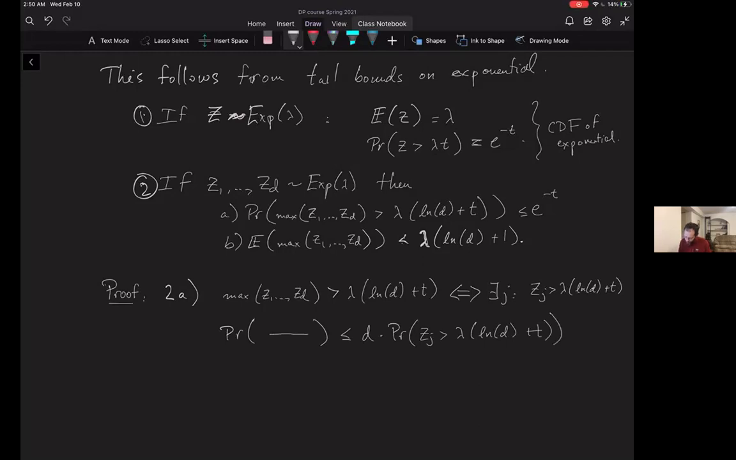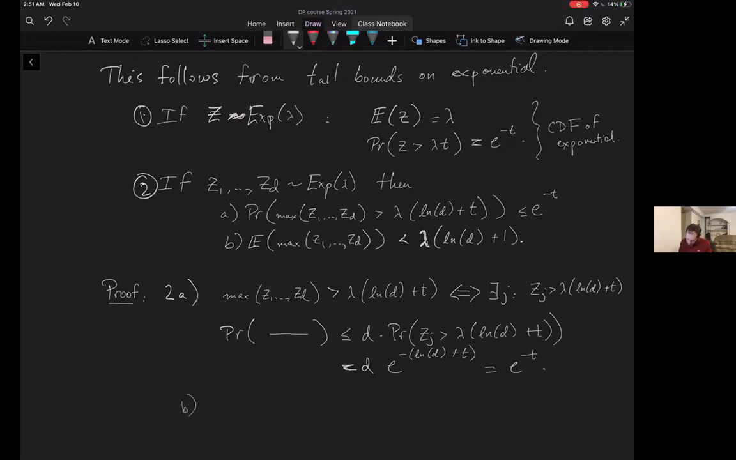And that probability itself is exactly e to the minus log of d plus t. And e to the minus log d is just 1 over d, so that we get exactly e to the minus t. Okay, so that was 2a.